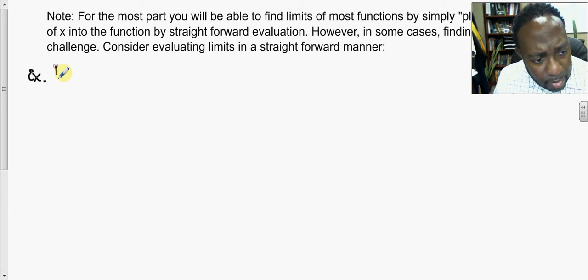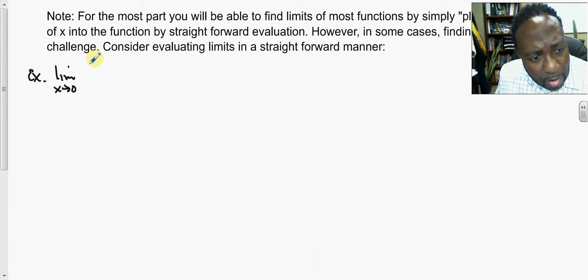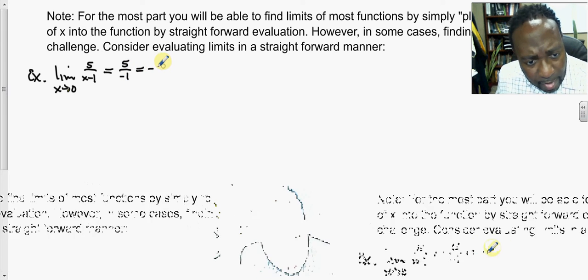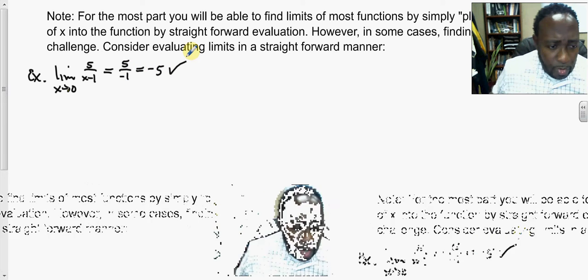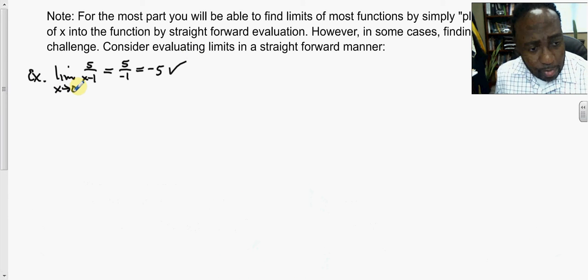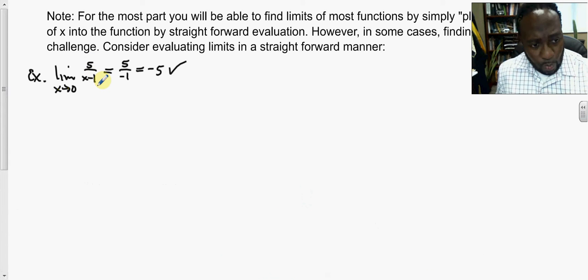So say, for example, you're looking for the limit as x approaches 0 of, let's say, 5 over x minus 1. Notice that when you plug in x equals 0, we have 5 over negative 1, and that's just negative 5. So you're able to plug in the value of x as x gets close to 0. What this says is, as x is close to 0, what happens to 5 over x minus 1? What number does it approach, if it even approaches a number?